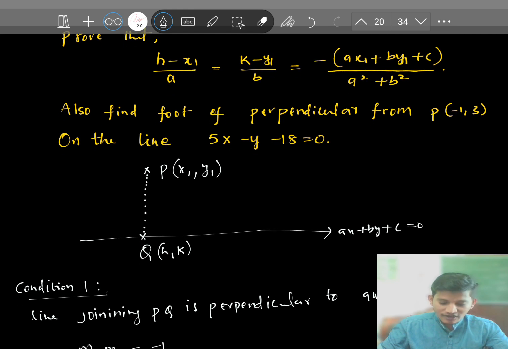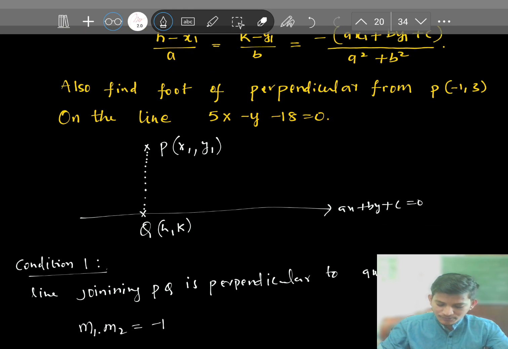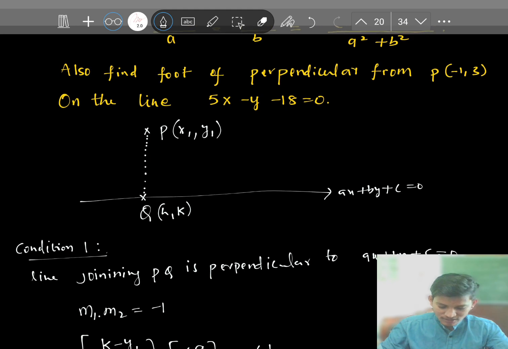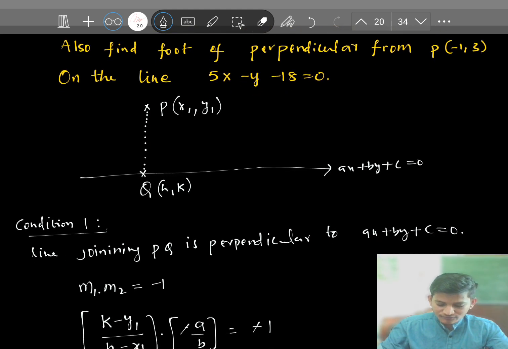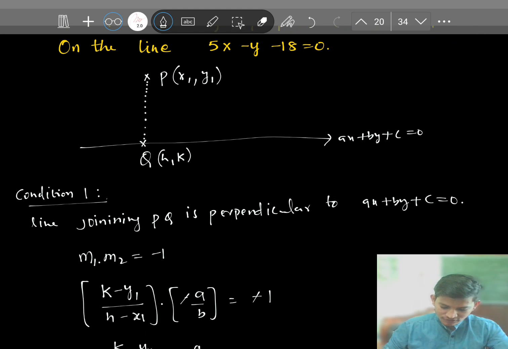An extension question is mentioned: also find out the foot of perpendicular from minus 1 comma 3 on the line 5x minus y minus 18 equals 0. Here is the question how it goes. ax plus by plus c equals 0, let's say this is the equation of the straight line, and for it we have the point P of x1 comma y1, for which we are supposed to find the foot of perpendicular. Let's say Q of h comma k is the foot of perpendicular of x1 comma y1 on the straight line.